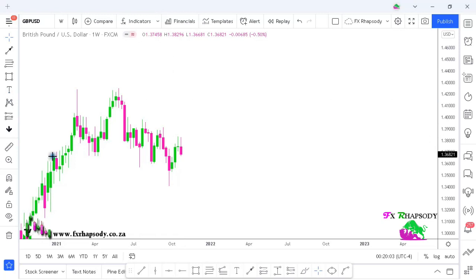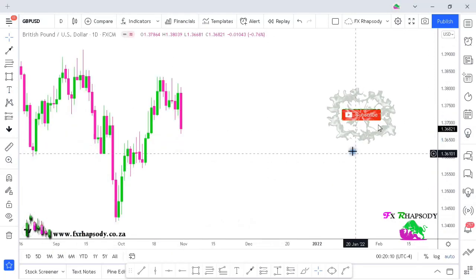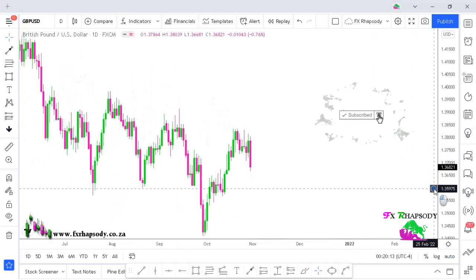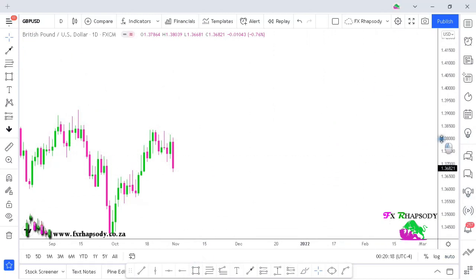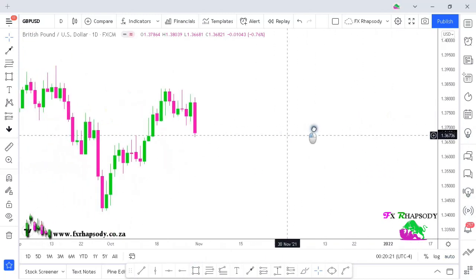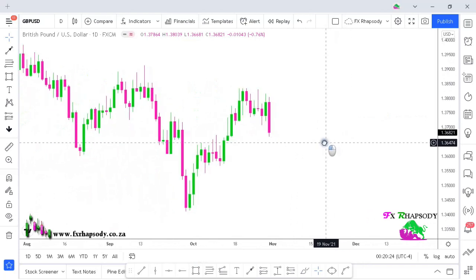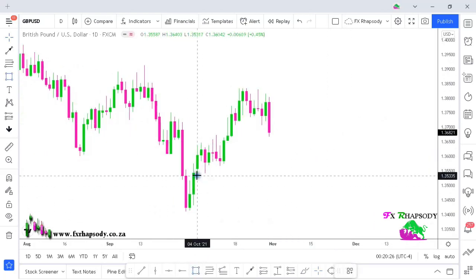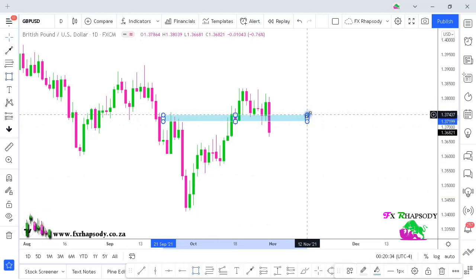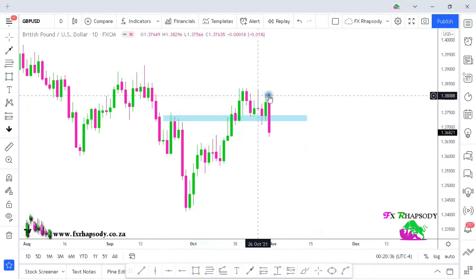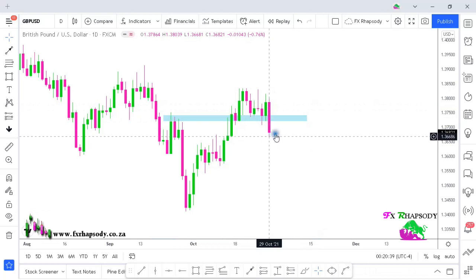Now on a daily time frame, let's see what is happening there. Right, so let's expand it a little bit. What we know from our previous analysis, let me just make it a bit bigger, there we go, is that there was an area of support right there, and we know that price just broke through that area of support, now turned resistance.